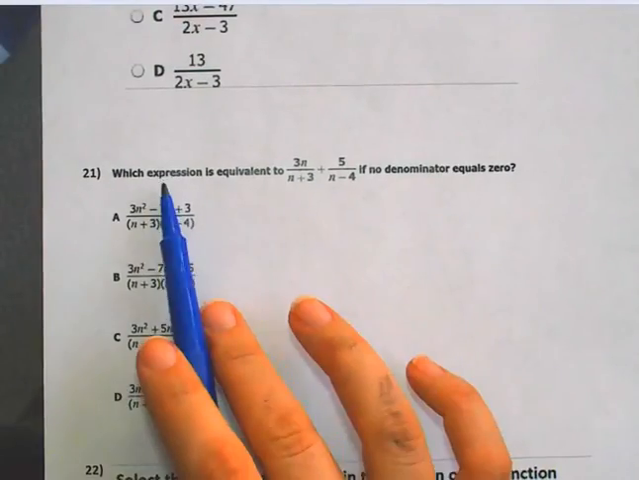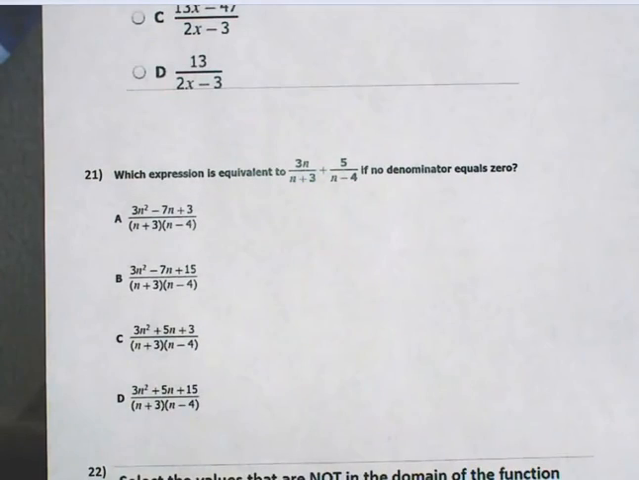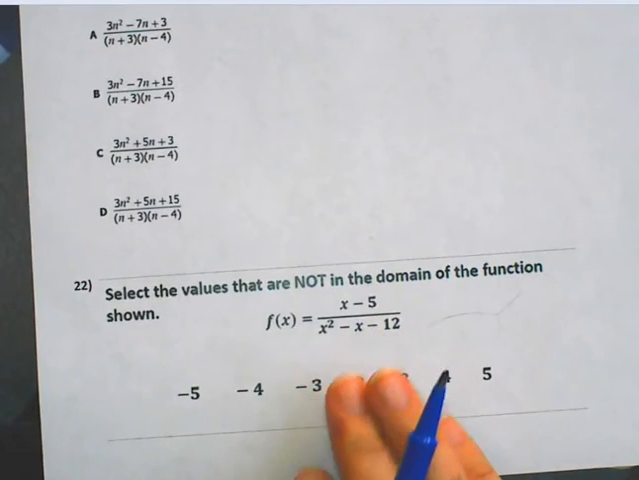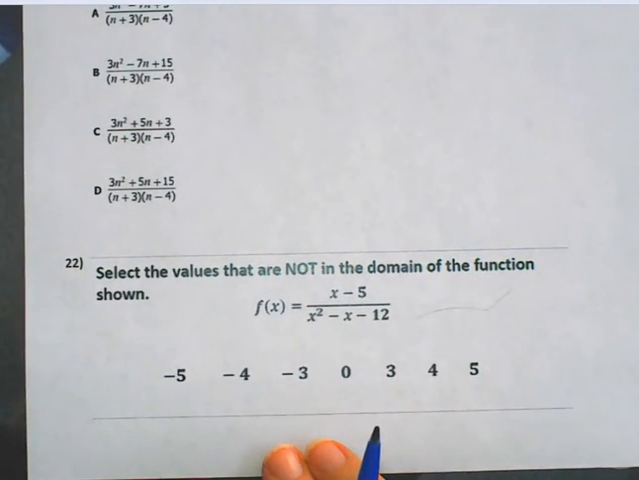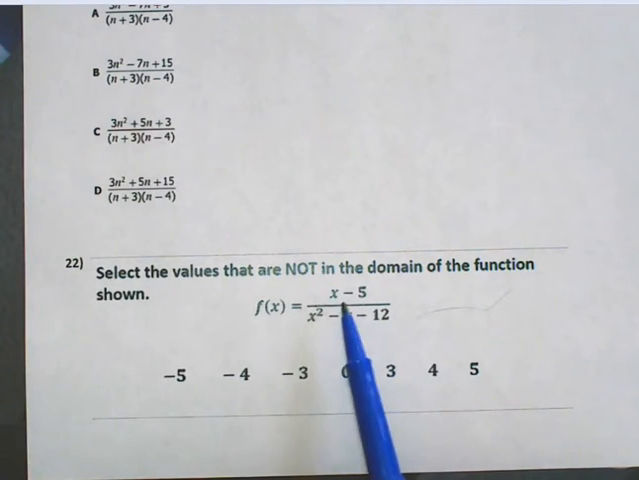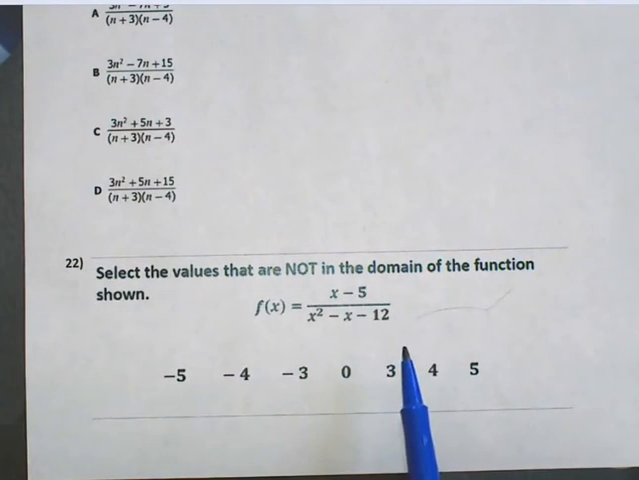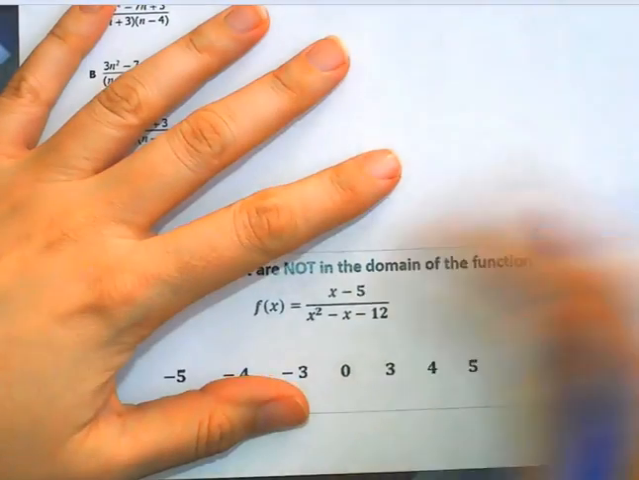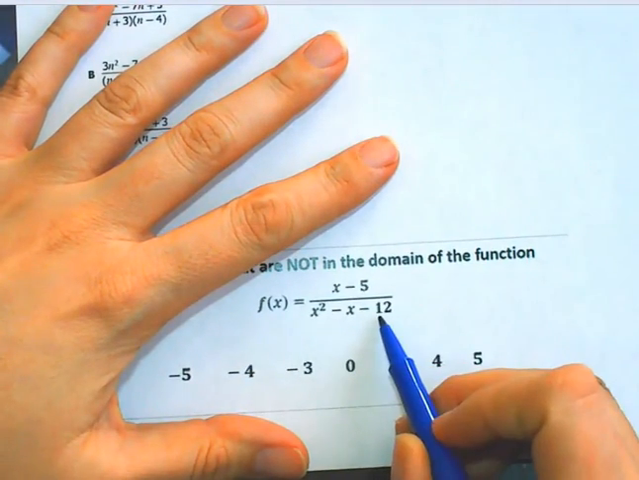Down here, same thing, which expression is equivalent, so it's going to be the same steps, except you're going to have a different denominator. And then number 22, select the values that are not in the domain of this function. So this goes back to graphical characteristics, which you are going to have a quiz on next class. This is saying what are the excluded values. So there's 2 ways to do this. We could put it in the calculator, or you could factor this denominator and find the excluded value.